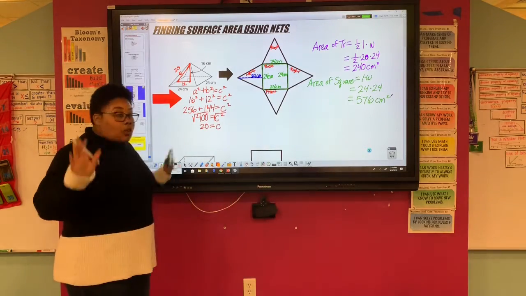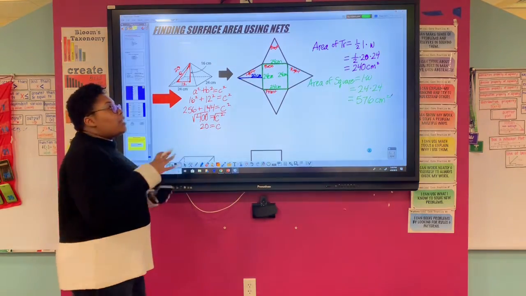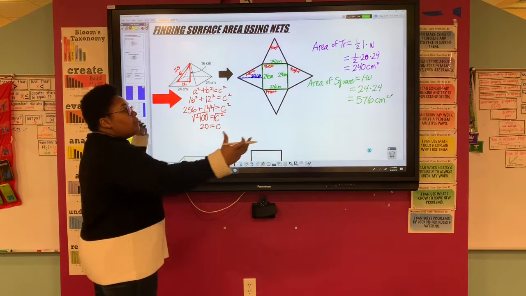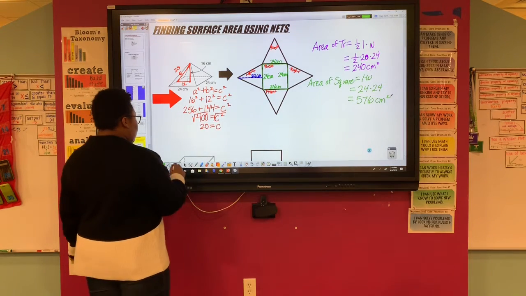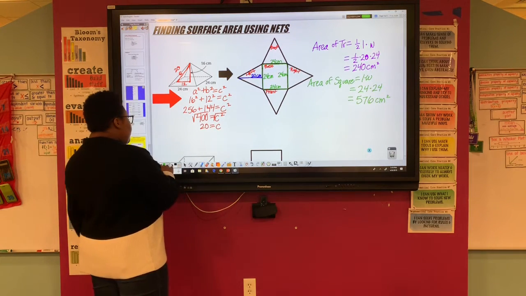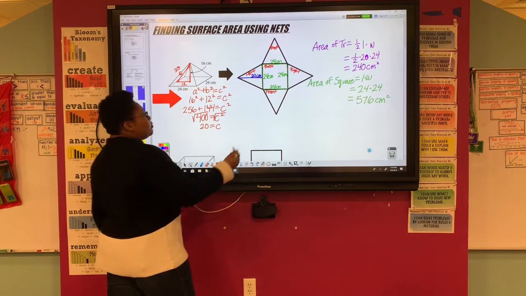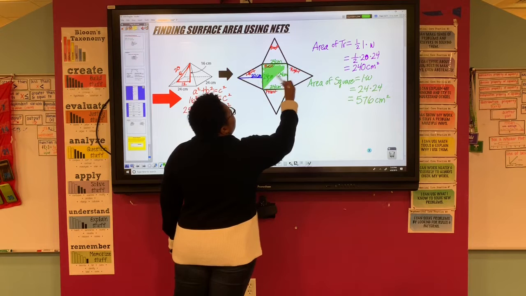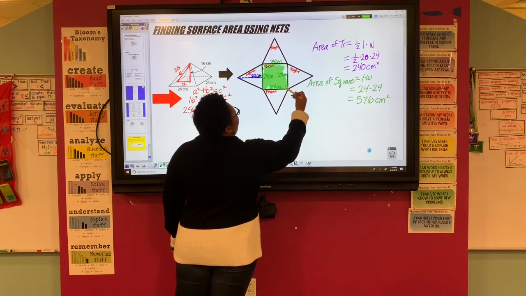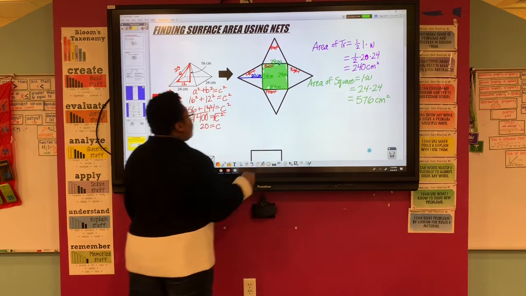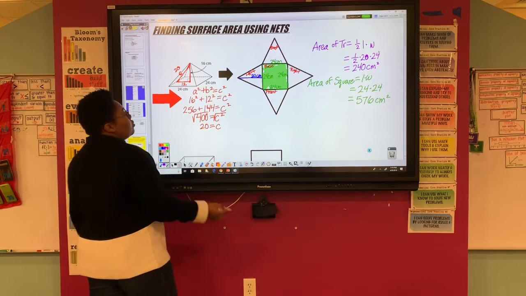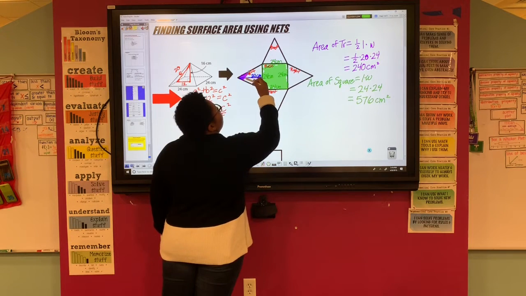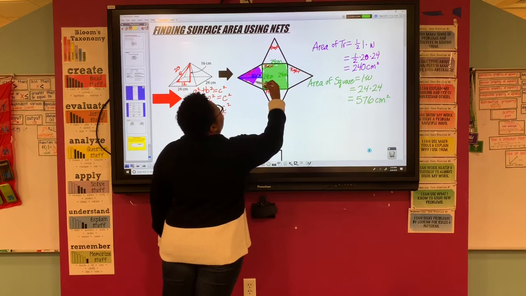Now remember, the whole purpose of this is we're trying to find the area of each figure to ultimately find the total surface area. So understanding that my base right here has an area of 576. I already know that one. And I already found the area for one of my triangles, which is 240.